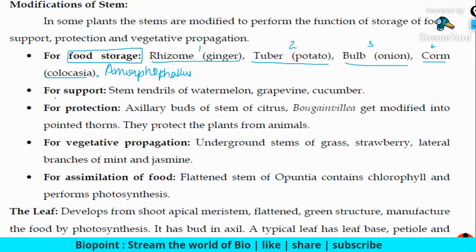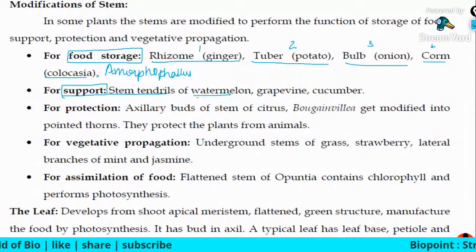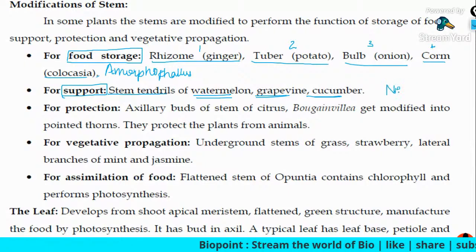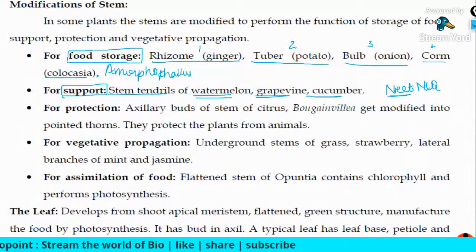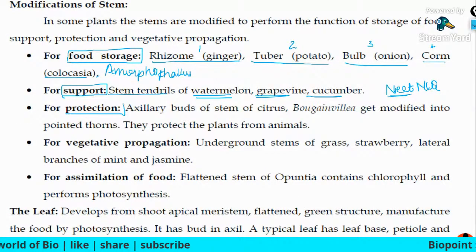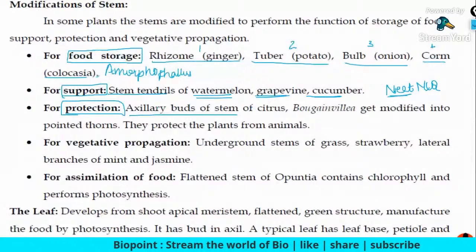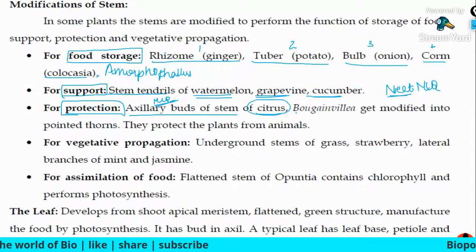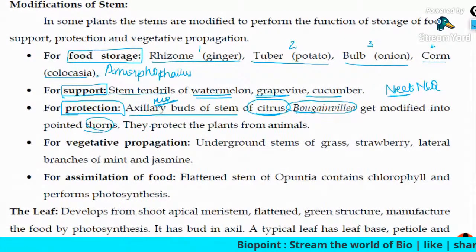For support, stem tendrils can be a support. Watermelon, grapevine, cucumber, you will have support. Previous year NEET MCQ question. For protection from grazing animals and all, you need protective materials over there. So they have the axillary buds on the stem. Very important previous year MCQ, axillary buds on the stem. Thorns, that is citrus, bougainvillea, get modified to pointed thorns. They protect these plants from animals.